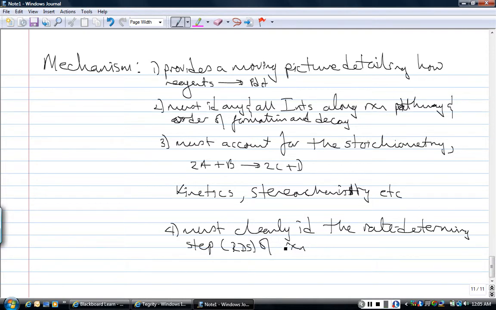So a mechanism then has essentially 4 burdens. It must tell you how the reagent forms a product, details of the steps. If the reaction does make any intermediates, not all reactions do. Some reactions, remember, can be synchronous, so they don't make intermediates. It must identify, if it does make intermediates, when the intermediates are made, step 1, step 2, and whatever, and what those intermediates are. What do they decay into as the reaction progresses? It must account for the observed stoichiometry, the observed kinetics, the observed stereochemistry, and so on. It must also clearly identify the rate determining step of the reaction.